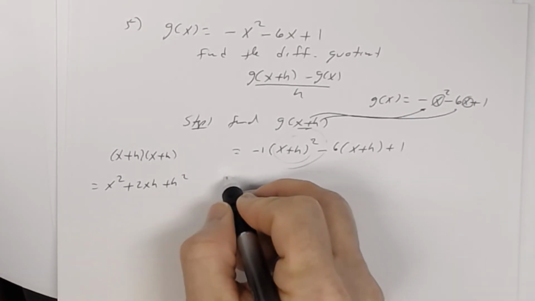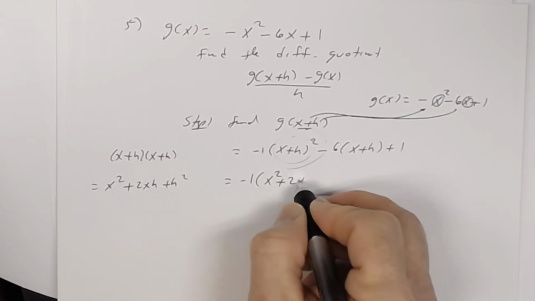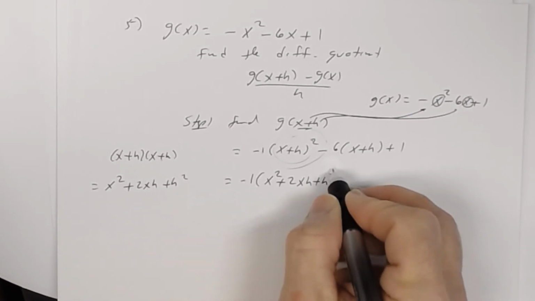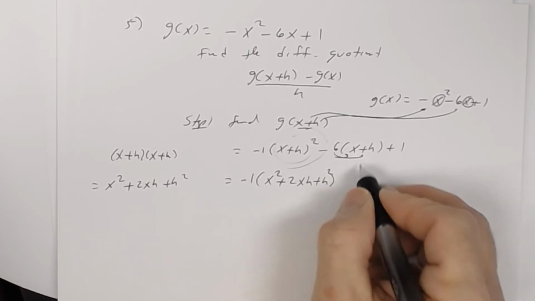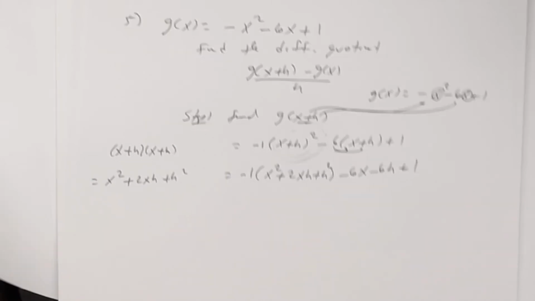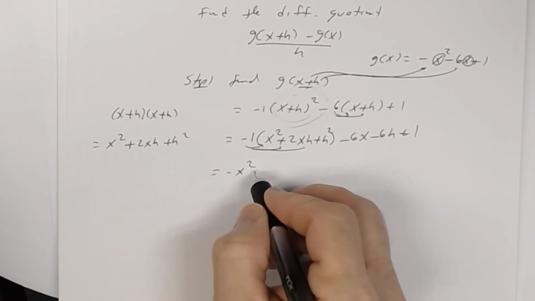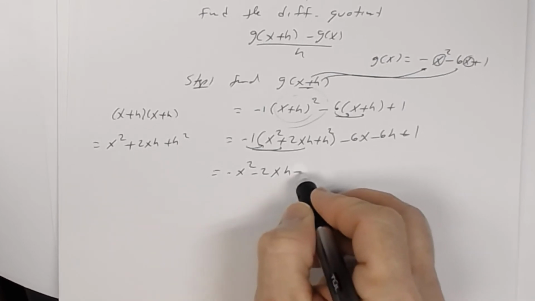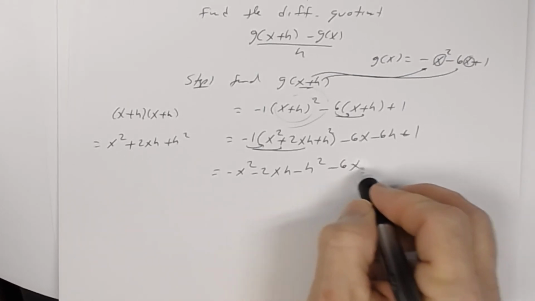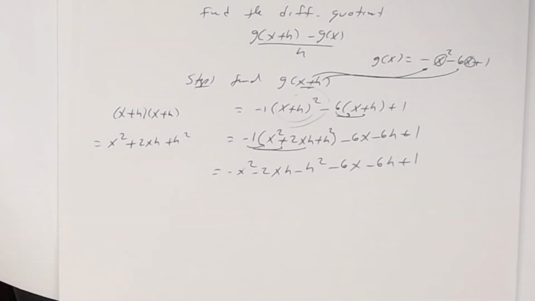So that goes here, and then you're multiplying by negative 1, so x squared plus 2xh plus h squared. And then let's go ahead and distribute the negative 6, so minus 6x minus 6h plus 1. Now let's distribute the negative 1, so I get negative x squared minus 2xh minus h squared minus 6x minus 6h plus 1. Okay, so that's the end of step 1.